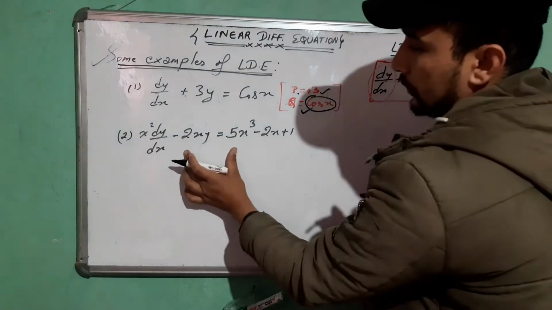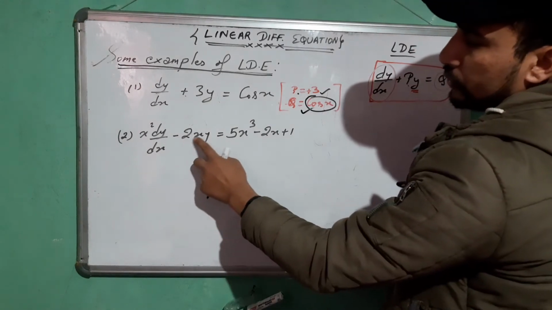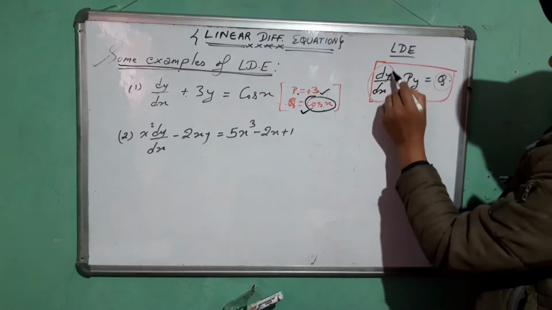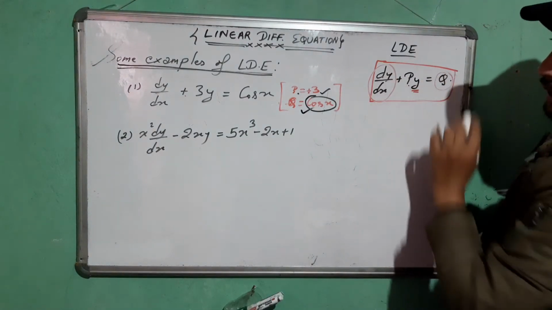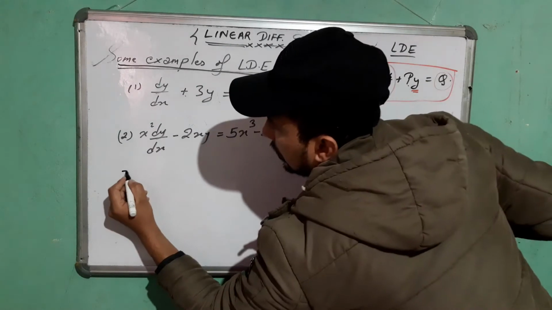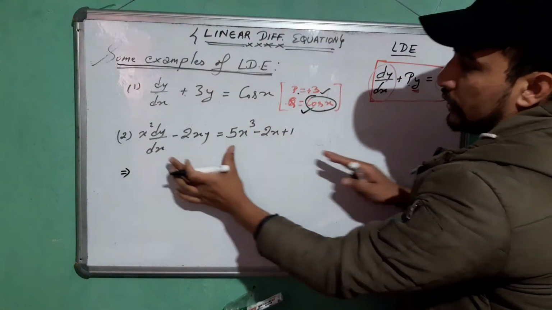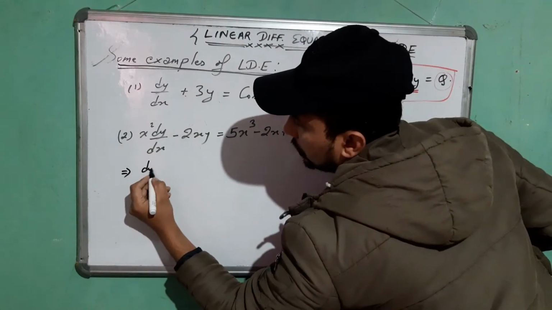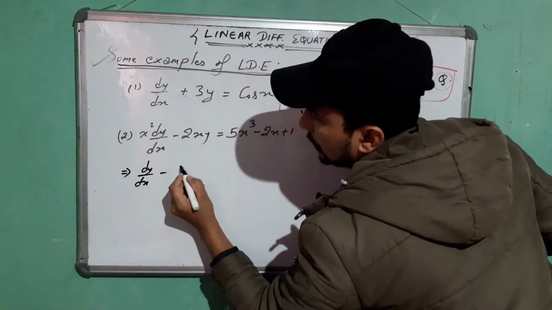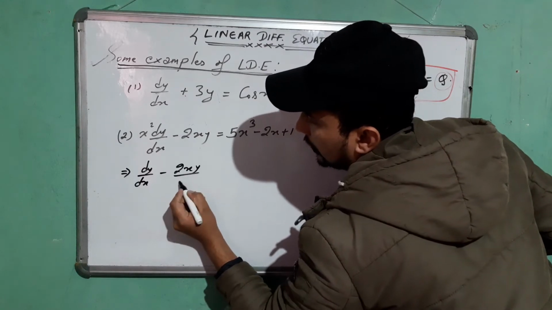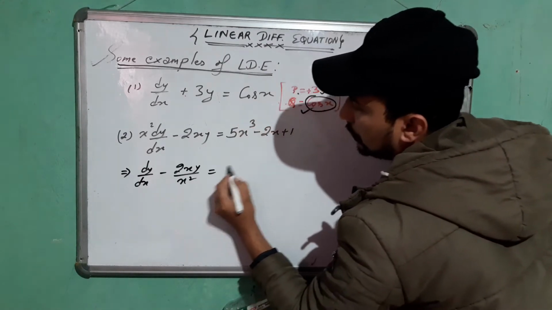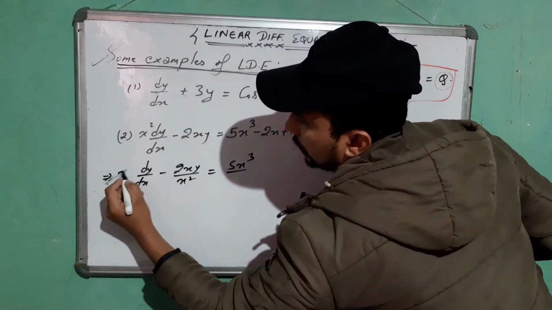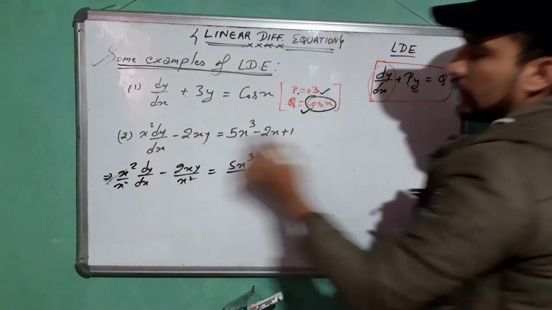Now see this question: x² dy/dx − 2xy = 5x³ − 2x + 1. First of all, the coefficient of dy/dx should be 1. So let's rearrange this by dividing the equation throughout by x². You will get dy/dx − 2xy/x² equals 5x³ divided by x², and also the other terms divided by x².